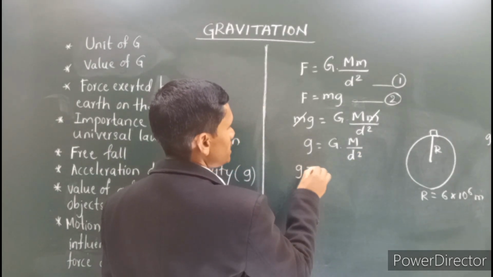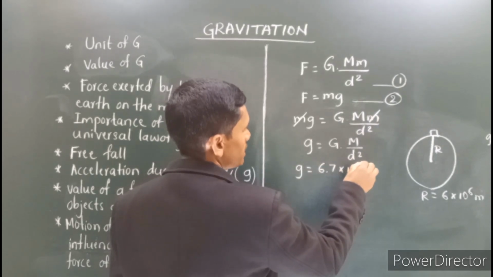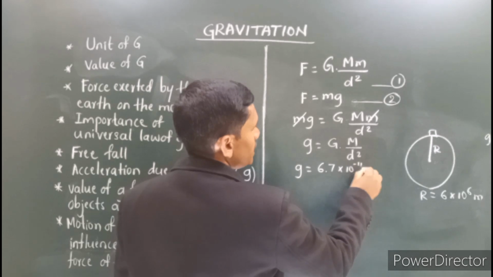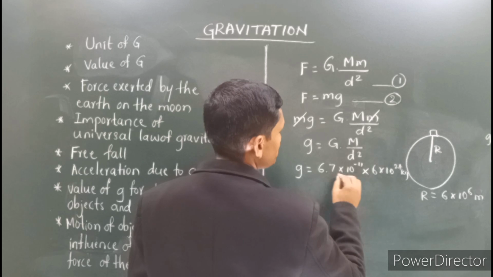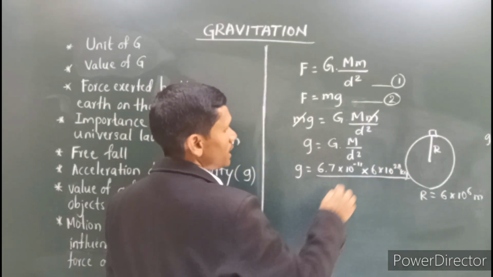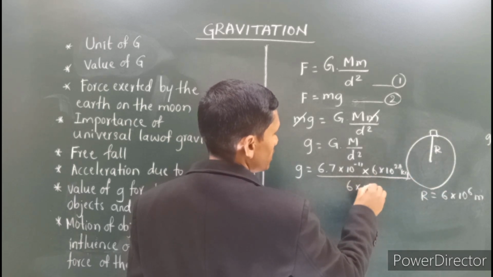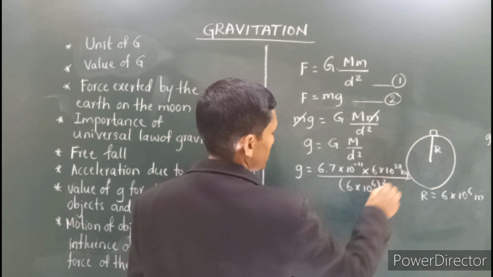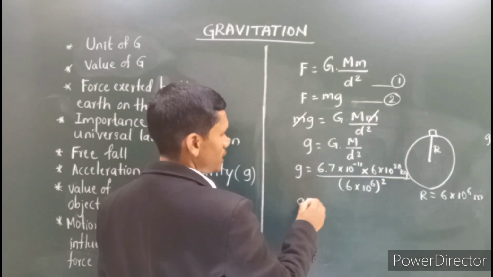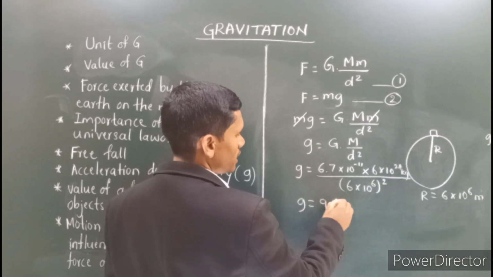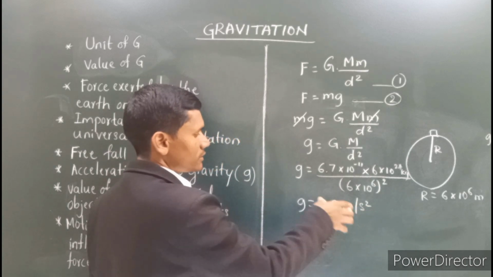Now g is equal to this, by substituting the value 6.7 into 10 to the power minus 11 into the mass of the earth, 6 into 10 to the power 24 kg, divided by d square, that is nothing but R. R means (6 into 10 to the power 6) whole square. If you simplify this, after simplification we get the value of g as 9.8 meter per second square. This is the unit of acceleration.